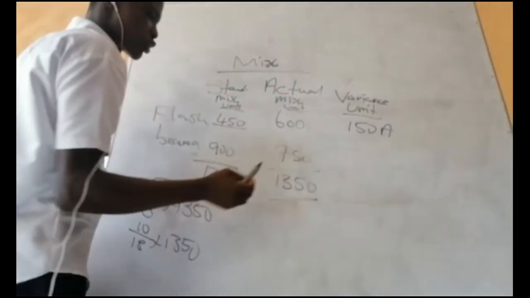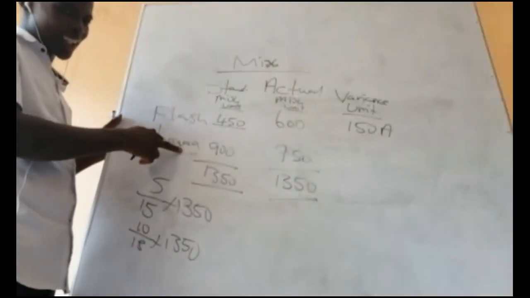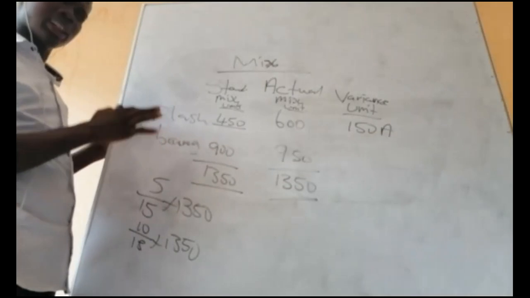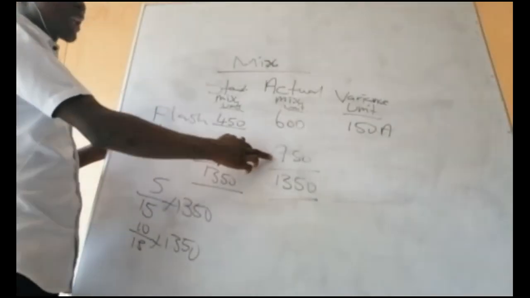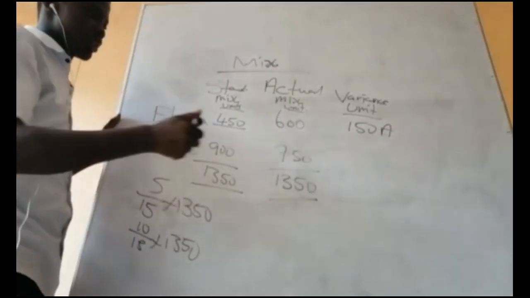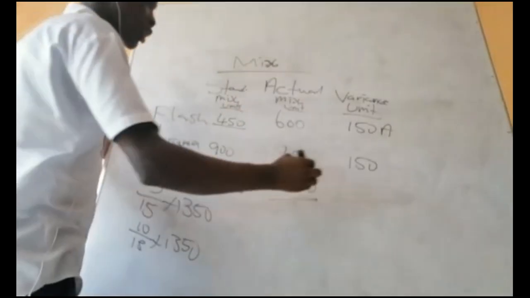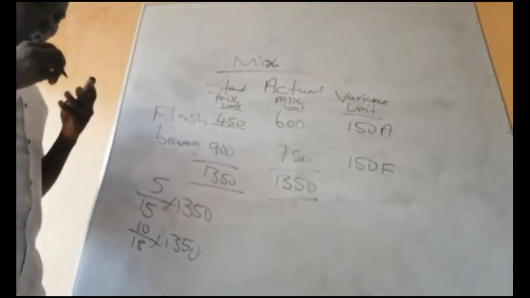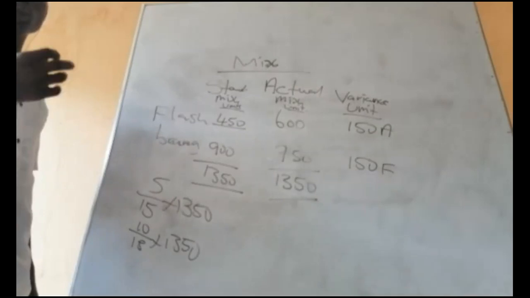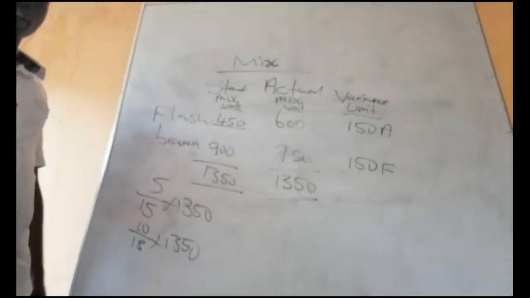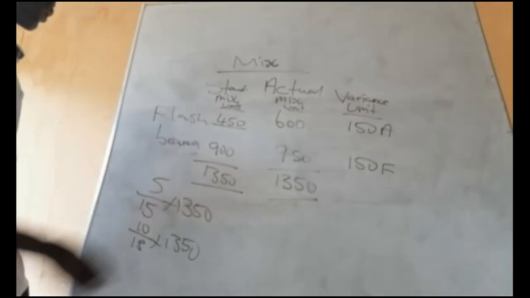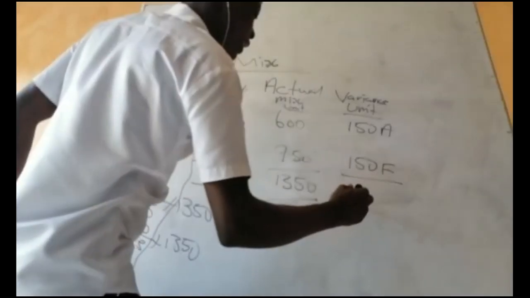Adverse. Here your standard is saying that mix 900 bands so that the dynamite will bang well. But you end up mixing what? 750. So even though it's 150, it is what? Favorable. The mix is cheaper. So we said that favorable mix occurs when the actual mix is what? Cheaper than the standard. So this one, the actual mix is cheaper than the standard.